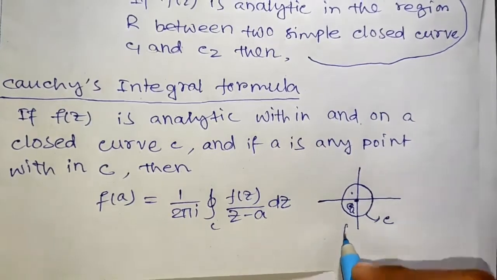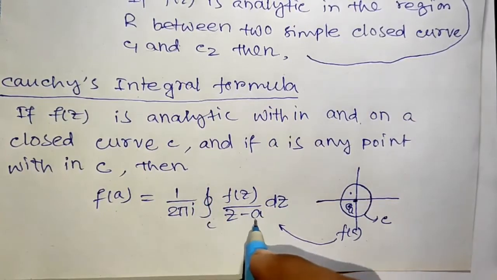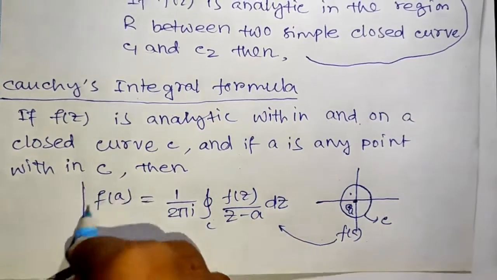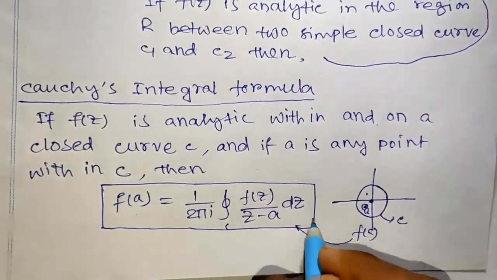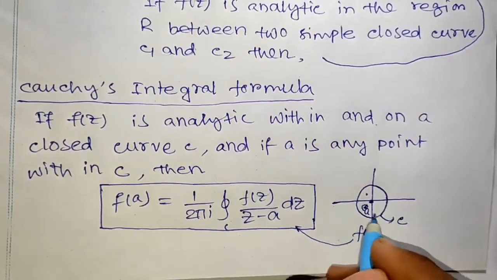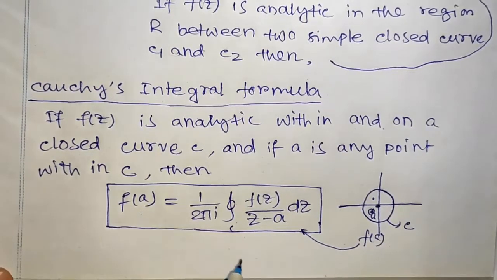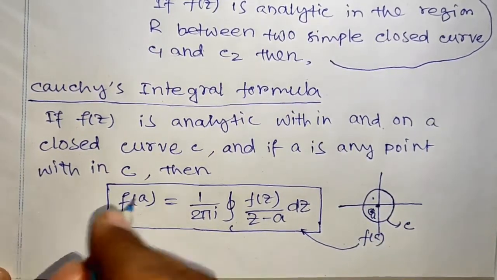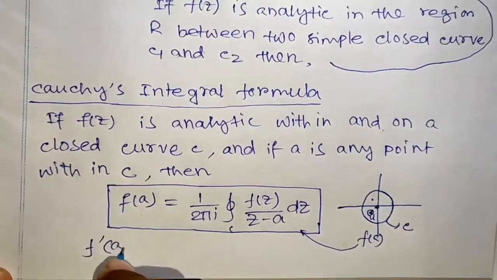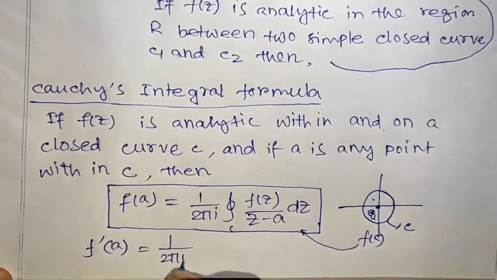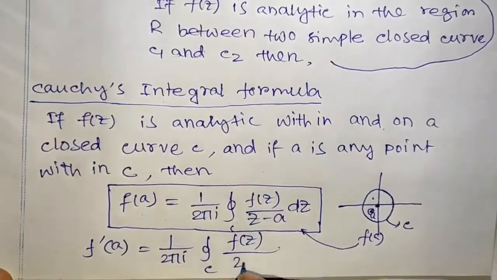The value of f(z) at this point a, that is f(a), will be 1 by 2 pi i, closed curve integration of f(z) by (z minus a) dz. Remember that a is not the middle point or center of this curve. a is any point inside this curve. If we want to obtain the first derivative of function f(z) at this point a, then the formula will be f'(a) equals 1 by 2 pi i, closed curve integration along C of f(z) by (z minus a) whole square dz.